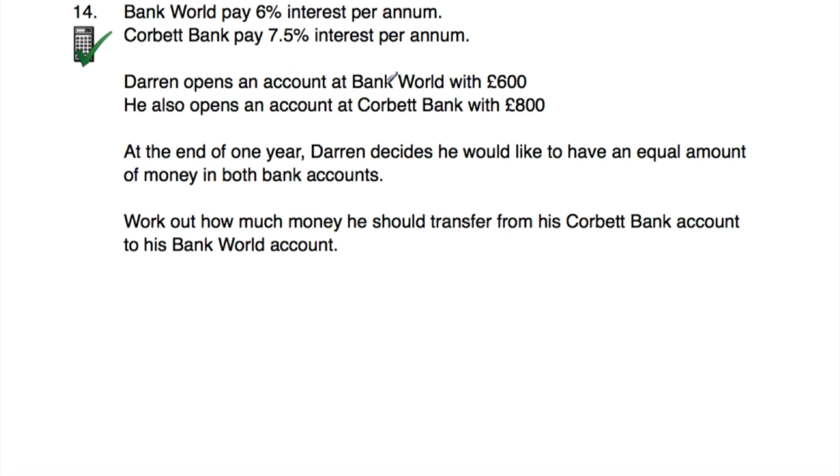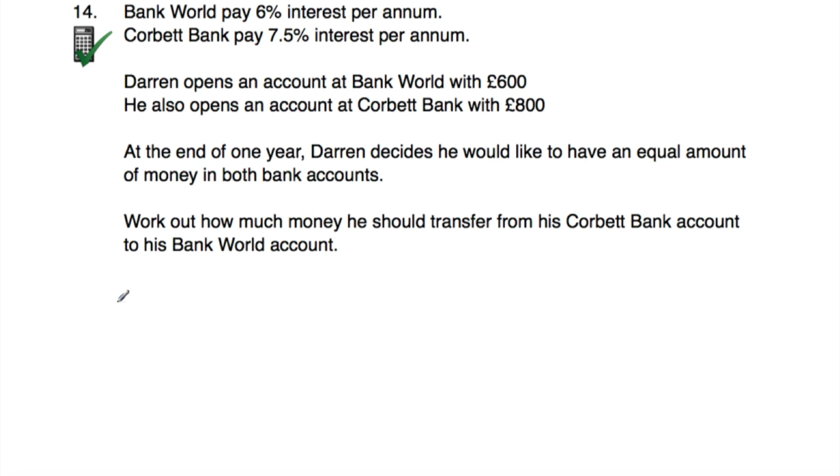And Darren opens a bank account at Bankworld with £600, and he opens a bank account at Corporate Bank with £800. And we're told at the end of 1 year, Darren decides he would like to have an equal amount of money in both bank accounts. How much money should he transfer from his Corporate Bank account to his Bankworld account? So let's work out how much money Darren has after the end of the year.